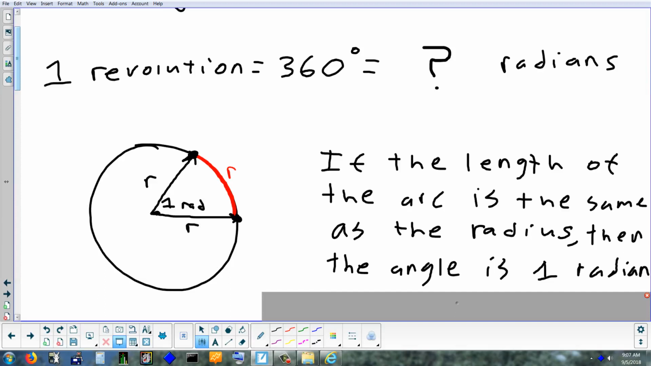Wait, is this going to be like a test question? How many radians or something? You're definitely going to have to know how many radians in degrees. Yep. You're going to have to convert between the two.